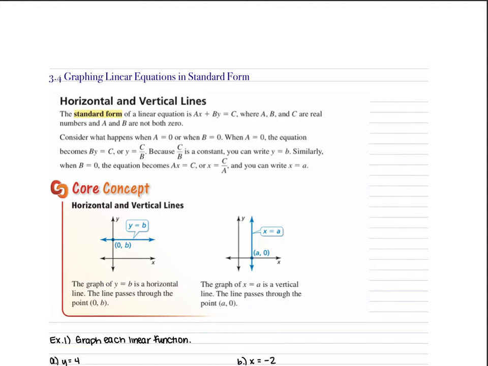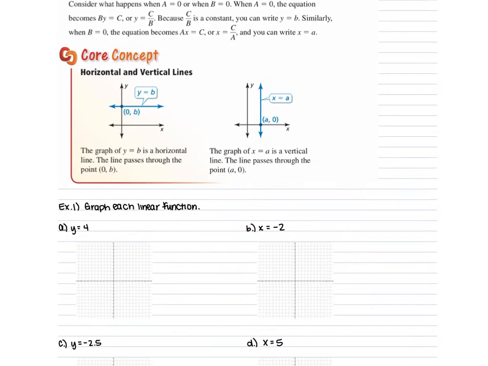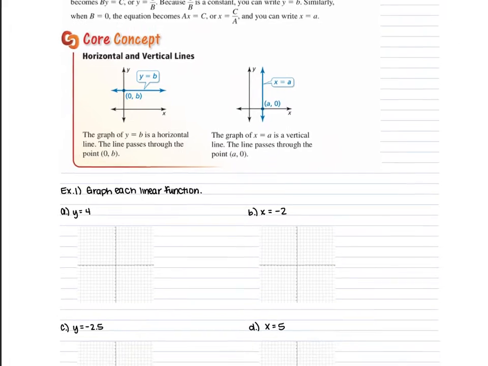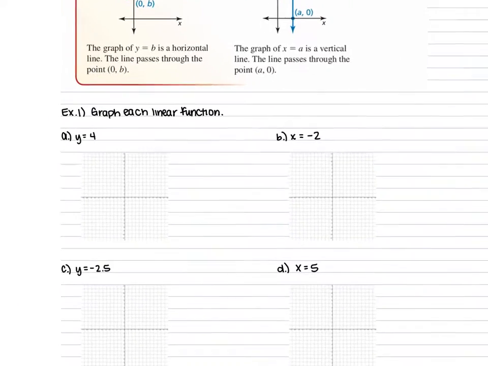When we look at these, we are sometimes going to be given equations that are y is equal to or x is equal to. When you have an equation that's y is equal to, that just means that your line is a horizontal line that goes through the y-axis at that number. If it's x is equal to a number, then it's just a vertical line that goes through your x-axis at that number. So if we look at example 1, we're graphing each of these linear functions.